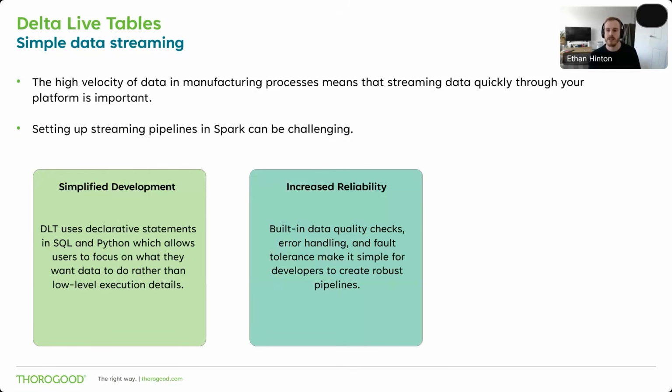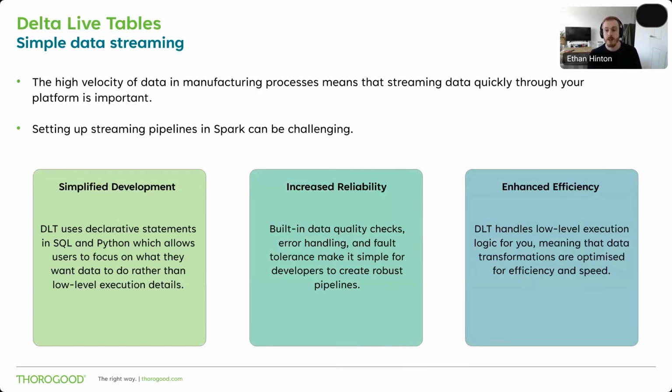DLT also makes it easy to define data quality checks and actions when a table is defined in code, with this being built into the DLT syntax. These features make it simple for developers to increase the reliability of their streaming data pipelines. And the abstraction of underlying Spark execution means that Databricks can optimize this for efficiency, again removing the need for the developer to undertake this optimization exercise.